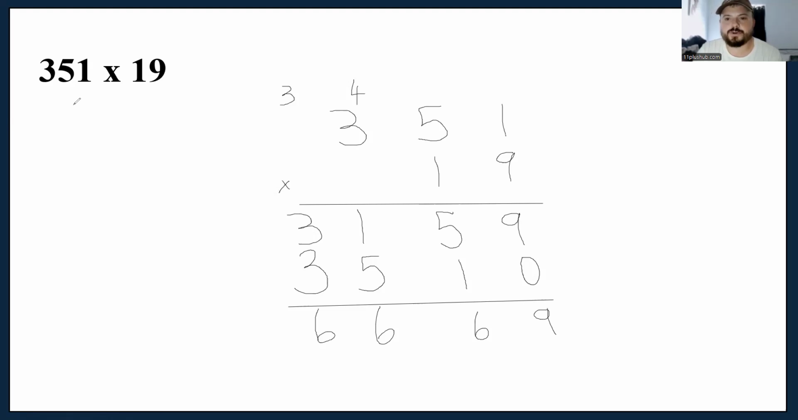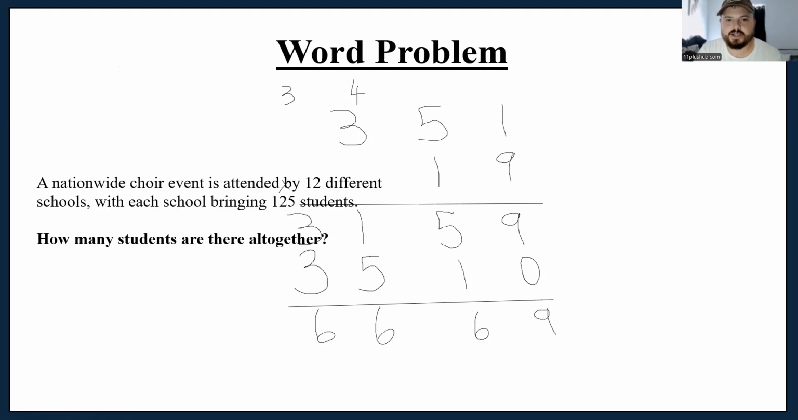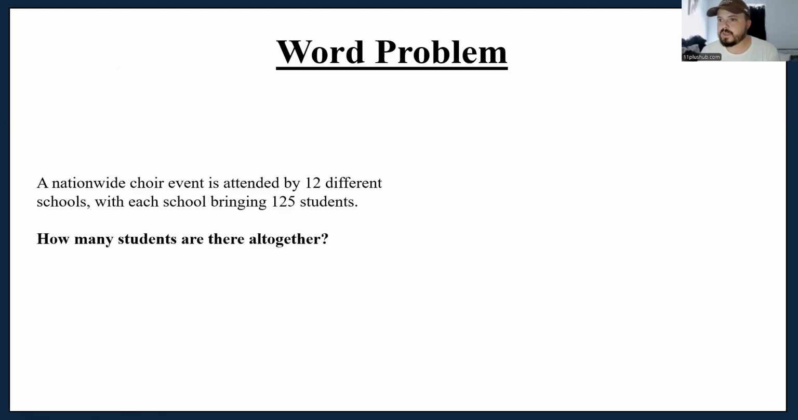So what we're going to do now is take a look at how this question can be presented as a word problem. So the word problem says this: a nationwide choir event is attended by 12 different schools, with each school bringing 125 students. How many students are there altogether? Okay, so to calculate how many students there are altogether, we are told that there are 125 students coming from 12 different schools. So 12 lots of schools are bringing 125 students. Okay, so this question is asking us to multiply 125 students by 12 schools.